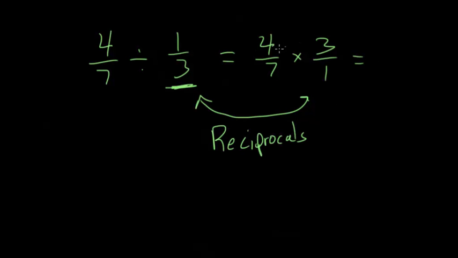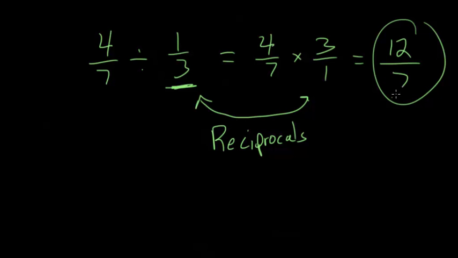And once we change it to multiplication, we just go straight across. 4 times 3 is 12, and 7 times 1 is 7. So 4/7 divided by 1/3 would be 12/7. Or essentially, you can ask how many thirds fit in 4/7. And there's about 1.5, a little bit more than 1.5 thirds in 4/7. So this answer does make some intuitive sense.